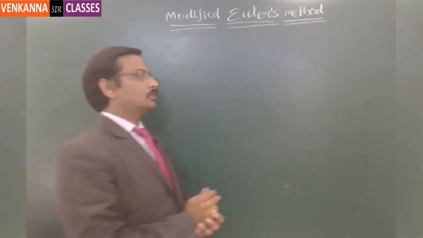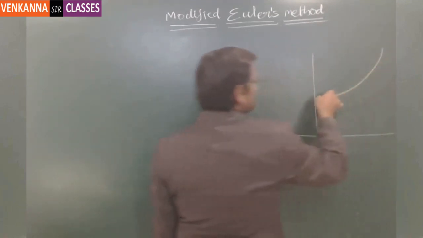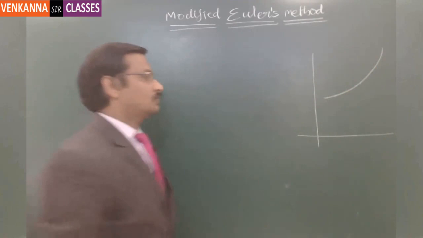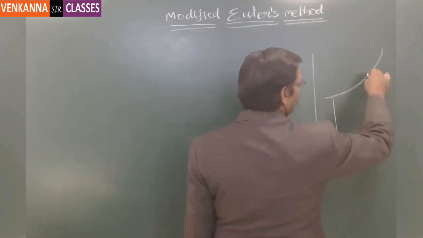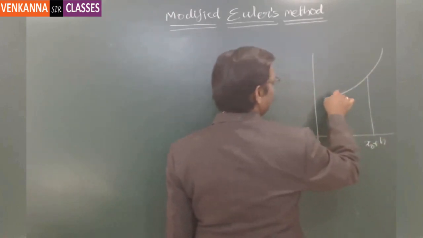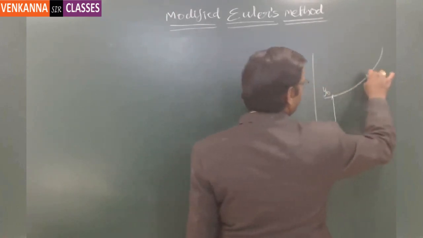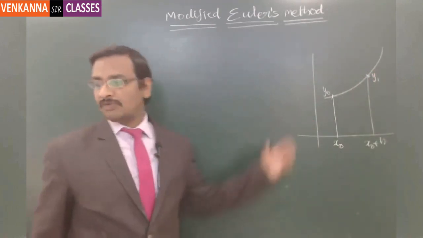So what we are going to do is, earlier in the case of Euler's method, suppose this is the curve. Then this is one point x naught, and here this is x naught plus h. This value is y naught and this value is y1. Now we wanted to calculate the value of y1 with the help of Euler's method.